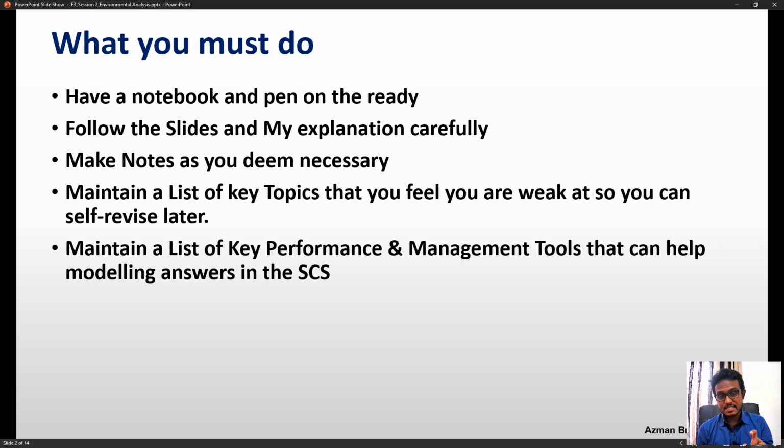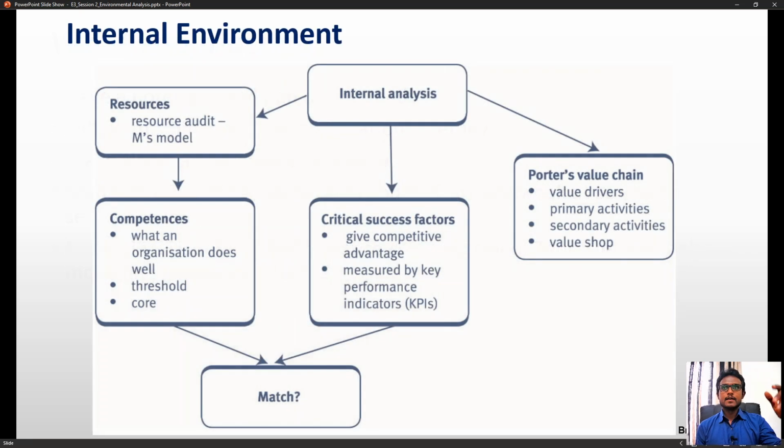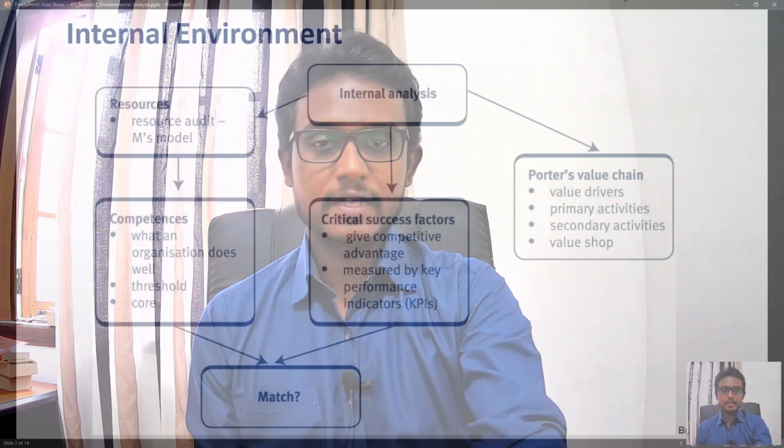In fact, in this segment, you will learn so many performance and management tools that you can use in the strategic case study, and that we will be actively using in our pre-seen analysis or the strategic analysis as well. On that note, internal environment first, right? So I will ideally be looking at two aspects of the environment, the internal environment and the external environment. So this is going to be the first, we are going to look at the internal environmental analysis aspect.